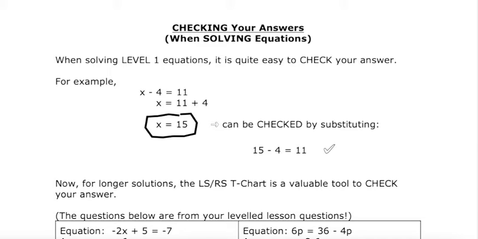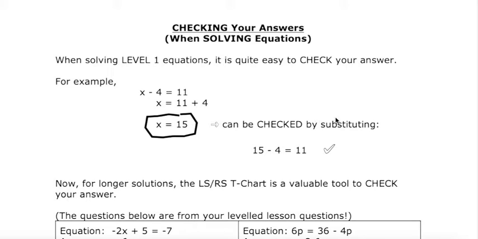Checking your answers when solving equations. So when we're solving level 1 equations, it's quite easy to check your answers. For example, if we have x minus 4 equals 11, so a one-step equation, we can solve for our variable, so isolate our variable, by adding 4 to both sides. So x is equal to 15.